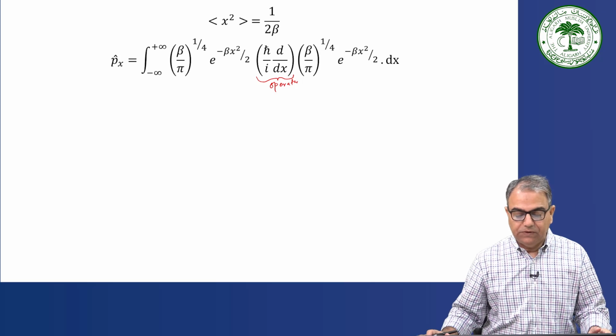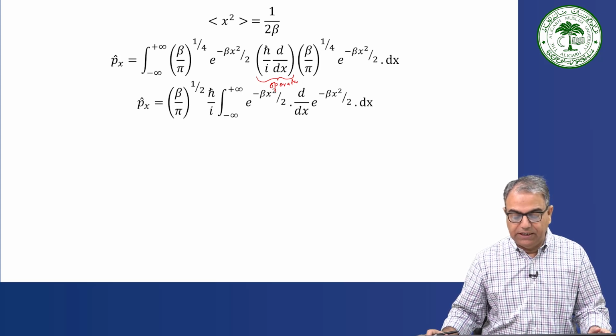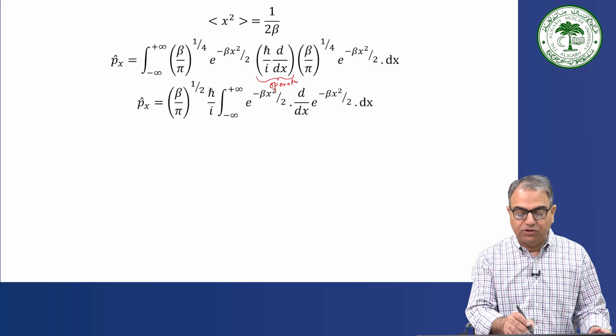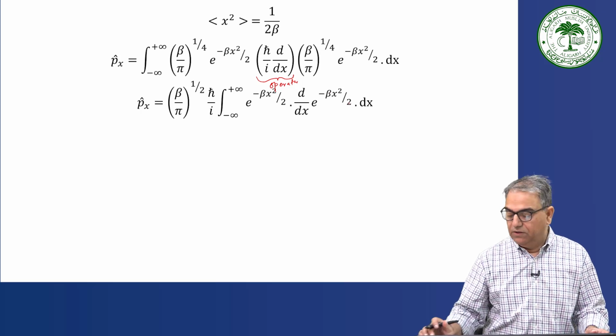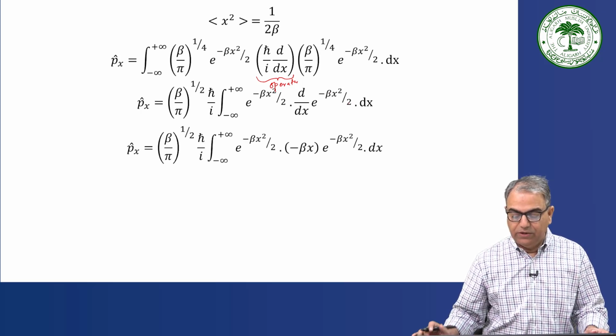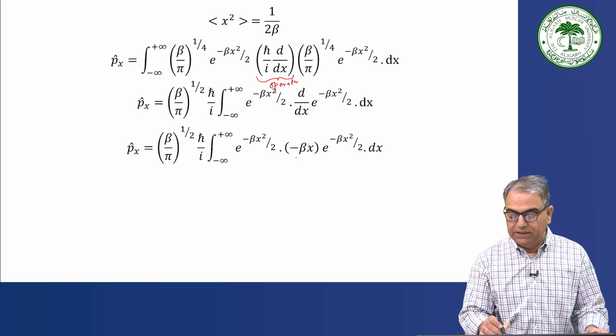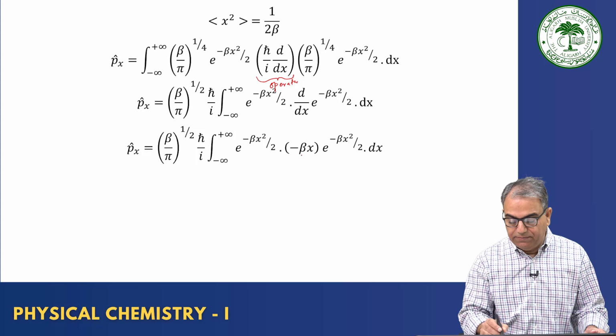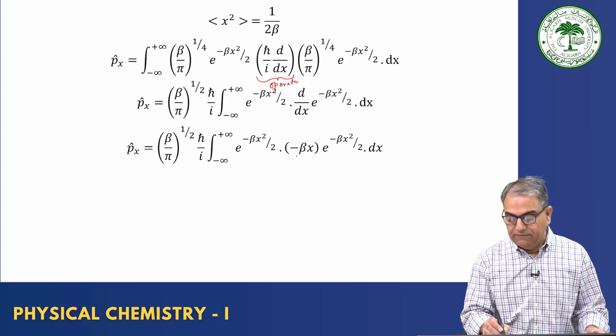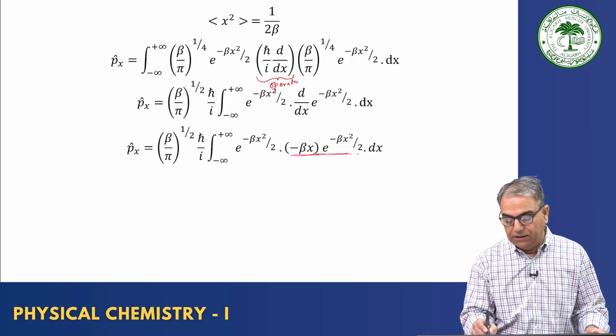So if you use this operator, here you have to differentiate. You bring this outside, beta divided by pi raised to the power 1 by 2, h cross by i you can take outside, then this exponential term and d/dx of exponential minus beta x square divided by 2. So if you differentiate this, what do you get? The differential is minus beta x exponential minus beta x square by 2, because differentiating gives 2x divided by 2, so it will be beta x. So minus beta x is your differential after differentiation.